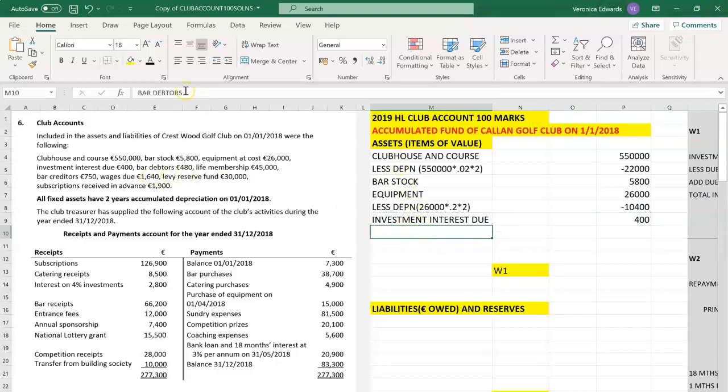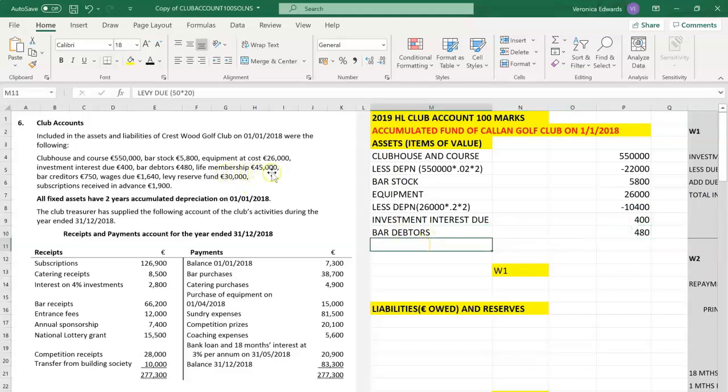Bar debtors is the next item in the list. Bar debtors are an asset, so it's money owed from people who you have sold goods to from your bar, people who haven't paid you, customers who haven't yet paid you. They will pay you presumably in the near future. So that's money owed to you that is on its way in, so we treat it as an asset.